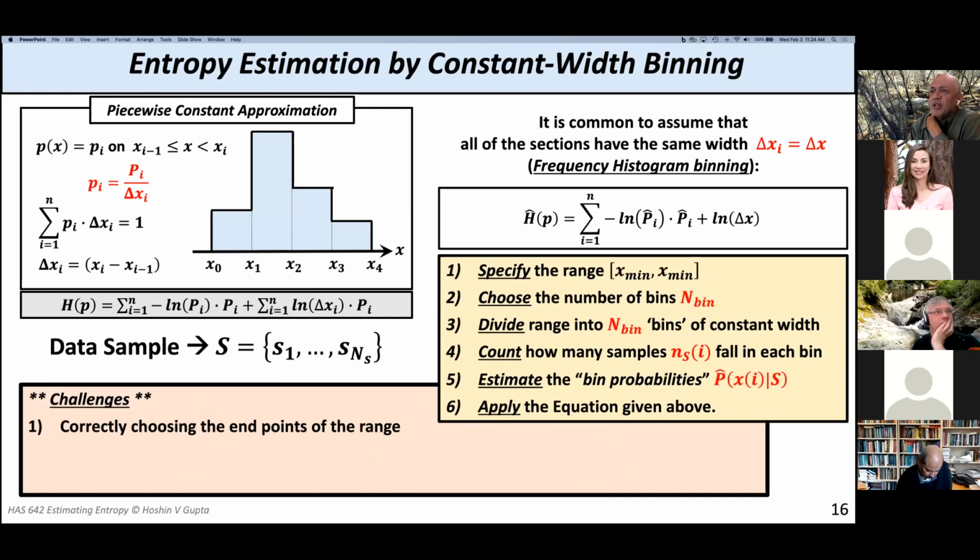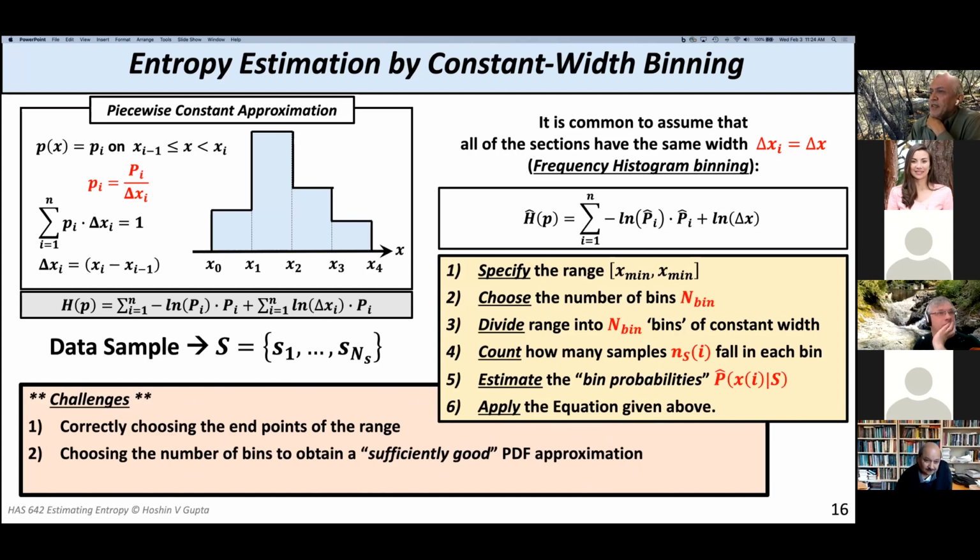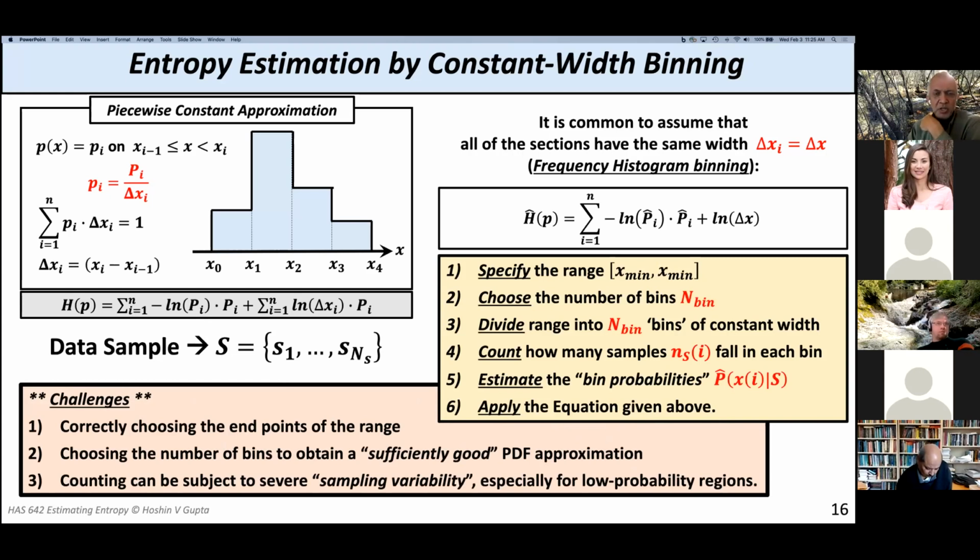Challenges: we've got to choose the endpoints of the range. This turns out to be hugely important. Choose the number of bins to get a sufficiently good approximation. And then we've got to deal with sampling variability, because counting can be very sensitive to sampling variability, especially in low probability regions. UBI, for example, has done some work where he says, what do you do when you've got zero probability? No samples fall in a bin, right? So they correct that by adding at least one sample. And there are other methods for doing that that people have published.